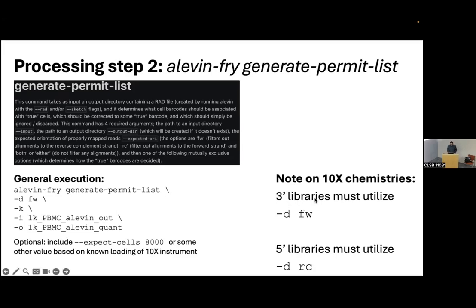So I'll just reiterate, 3' libraries utilize -d fw, 5' libraries utilize -d rc. This example data set is 3', so we specify -d fw. So this step generates that permit list de novo based on the data, here based on that knee-based method. I'll show you the output of this from the AlevinQC a little bit later.